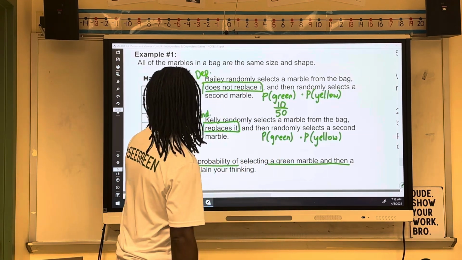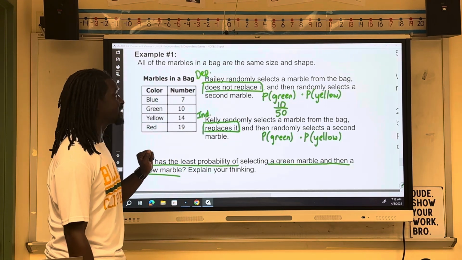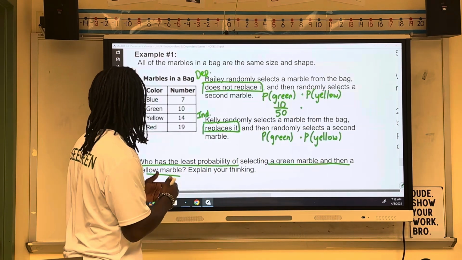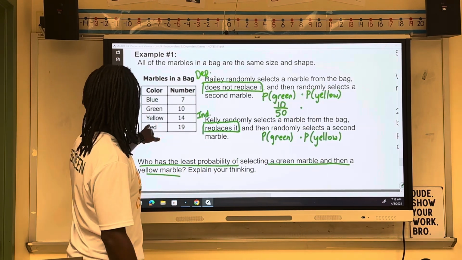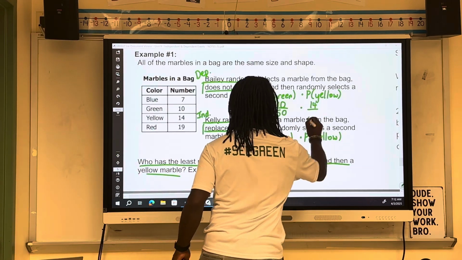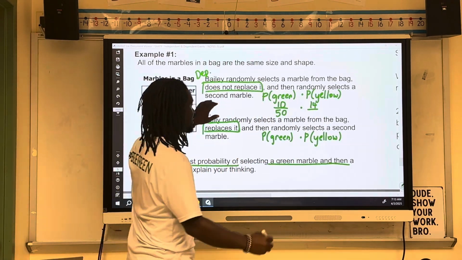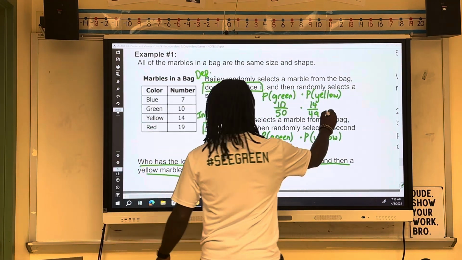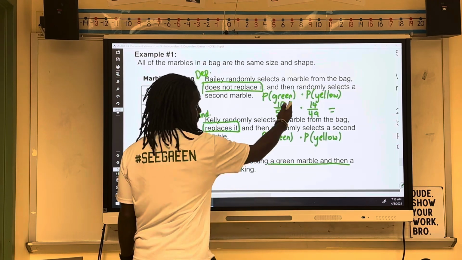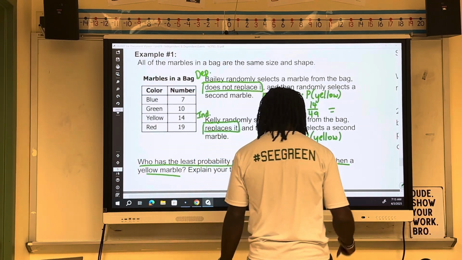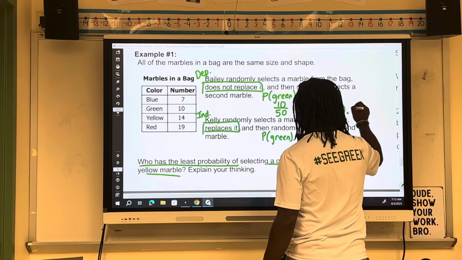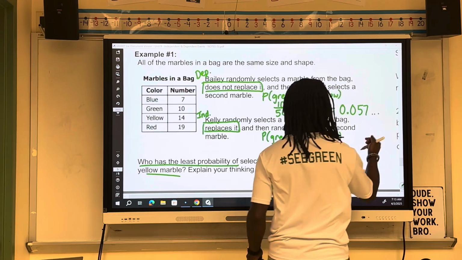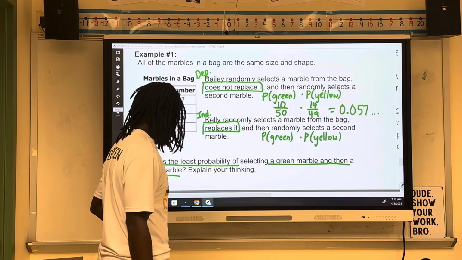All right. Again, Bailey takes out the marble and does not replace it. This is dependent. So when she or he goes to get a yellow one, there's 14 yellow marbles, but because Bailey did not replace it, it is now 49. And so we can find an answer. You can plug that into Desmos and you will get, I'm just gonna cut it off, 0.057. This does keep going, but we'll just get 3 decimal places, should be enough.